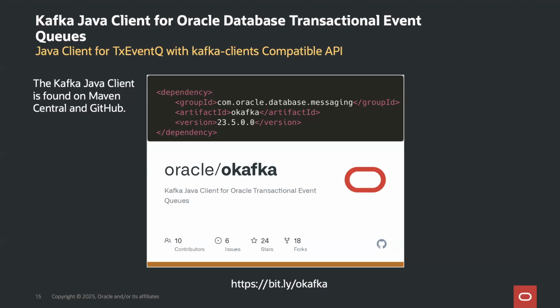Now we'll see how to perform a similar operation using the Kafka Java client for Oracle Database transactional event queues. The Kafka Java client provides a Kafka clients compatible API for transactional event queues. You can find the Kafka Java client for Oracle Database transactional event queues in the OKafka project, both on Maven Central and GitHub. This Java package is highly useful for developers who are familiar with the Kafka Clients API, as it lets them use familiar concepts with Oracle Database transactional event queues to produce and consume messages.